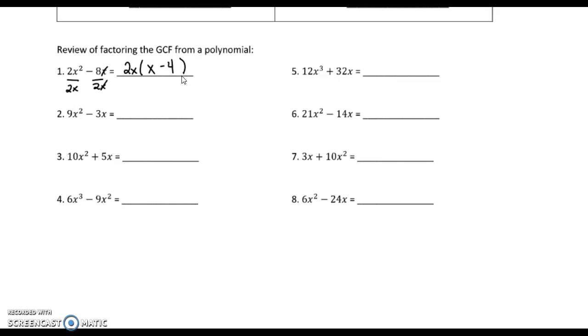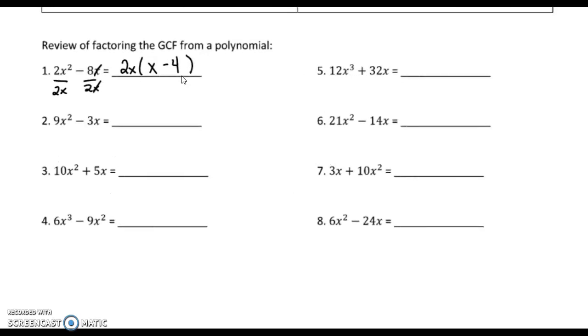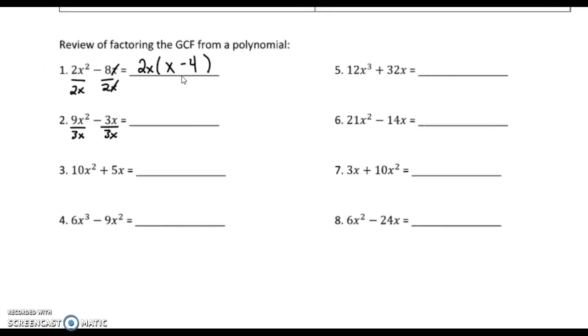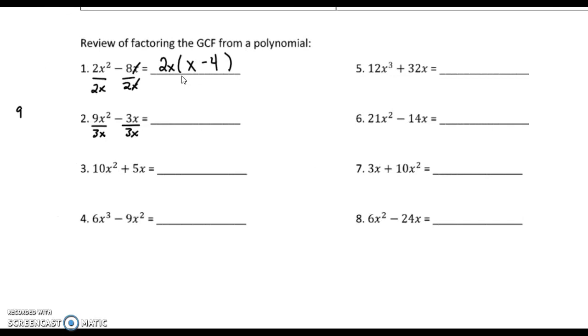9x squared minus 3x. The GCF is going to be 3x because 3 is the biggest number that goes into 9 and 3. Remember, if you need to, you can write the multiples of 9 and the multiples of 3, and the largest one they have in common is 3. That's where I get the 3 from. And remember, with the x's, x squared is like x times x, and then x, what they have in common is they just have an x. So that's why I'm pulling out 3x.